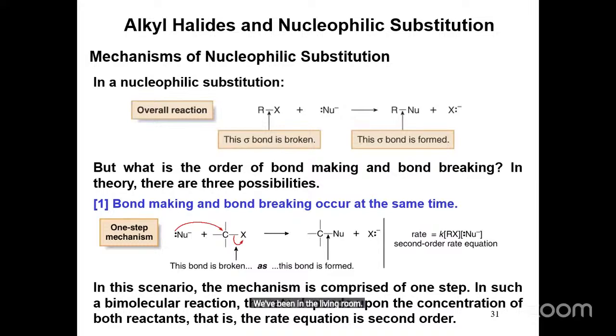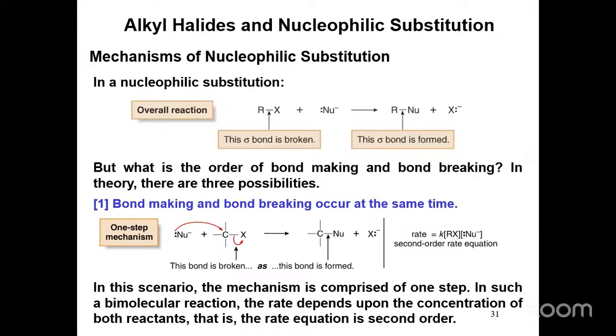There are three possibilities of the ways in which bond breaking and bond making can occur. The first one: bond making and bond breaking occur at the same time. That one is called a concerted mechanism. As a bond is formed, another one is broken. And in this case, the mechanism is just one step.